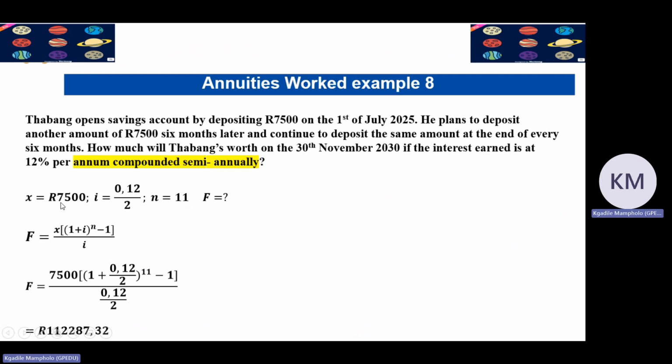So your X is 7,500. Your I will be 0,12 divided by 12. Remember, I converted percentage to I first to say 12 divided by 100. Then we say over 2 because it's compounded semi-annually. The N is 11. Then you substitute on the future value formula, then you get the answer. It means at the end of the period, Thabang will have 112,287 rand 32 cents.